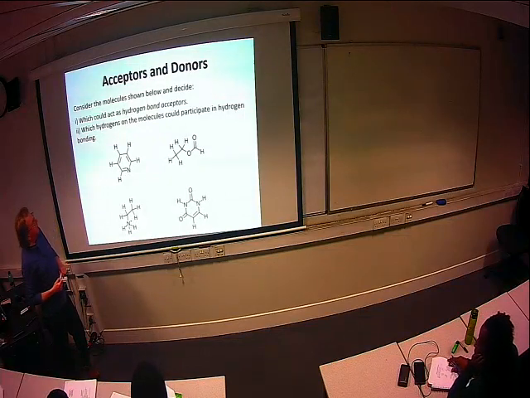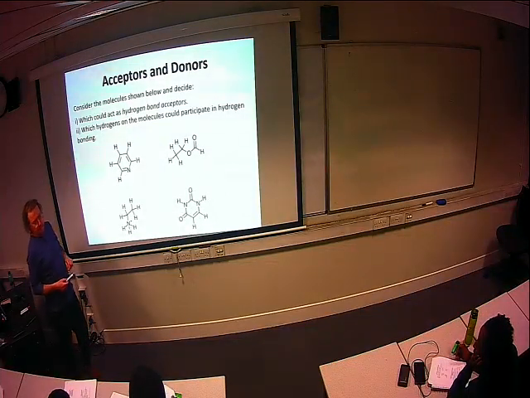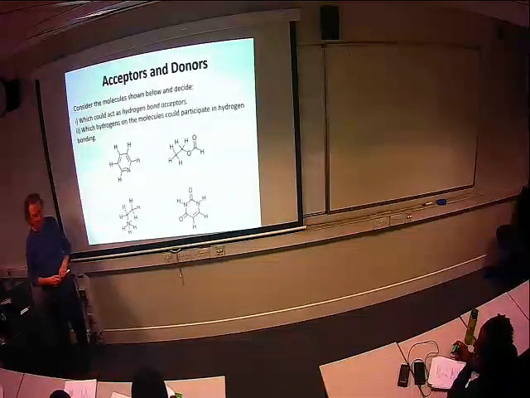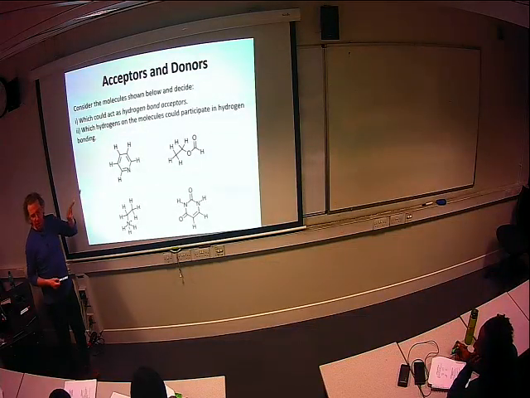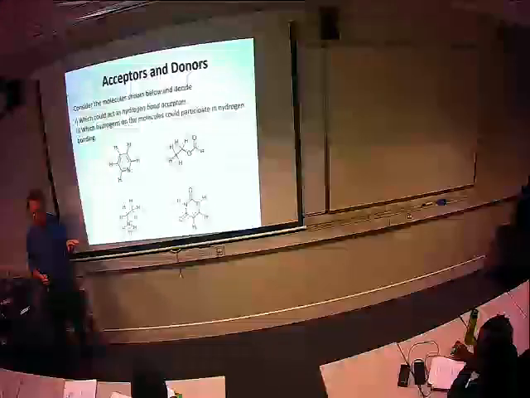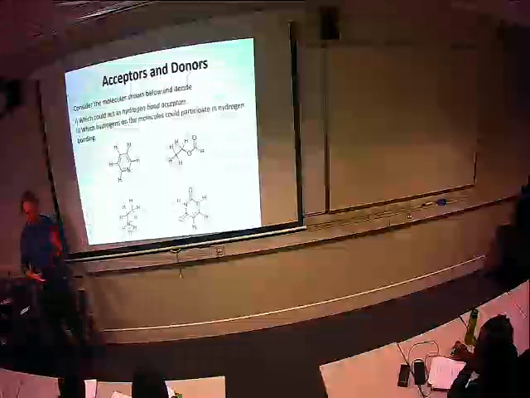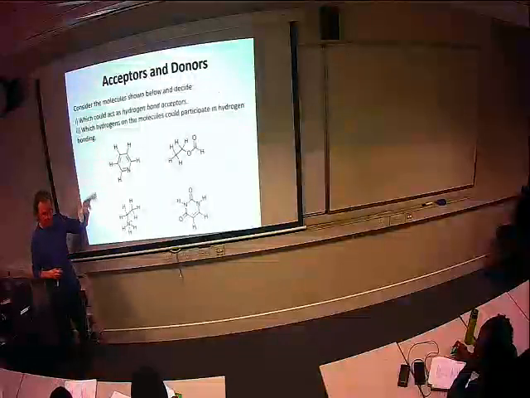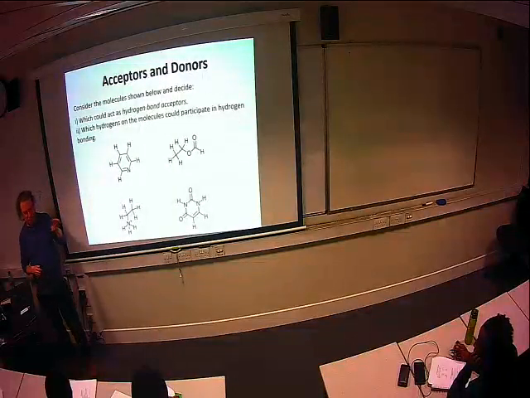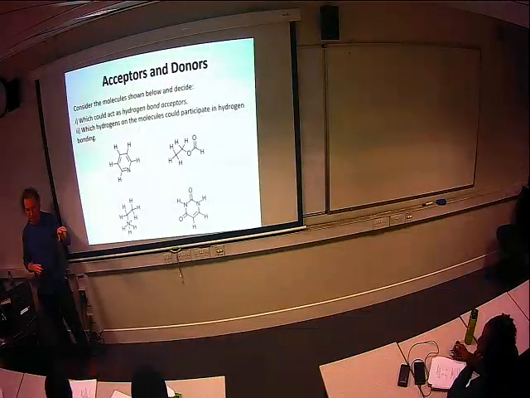So, I won't go through every single hydrogen atom in detail. Just first of all, for each molecule, could it be a hydrogen bond donor at all? So have a think about that for a minute, and then I'll go through each one in turn. So don't worry about specific hydrogen atoms. Just is there anywhere in the molecule that can act as a hydrogen bond donor?